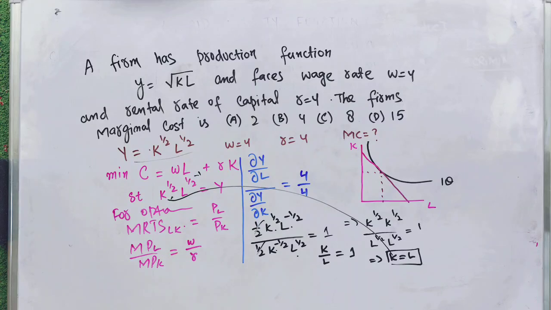Okay, for this let me see if I am within the limits. So I am here, so K is equal to L. Let's plug the value of K is equal to L, so we have L raised power 1 upon 2 times L raised power 1 upon 2 should be equal to y.